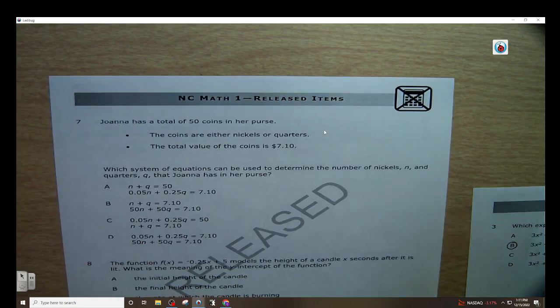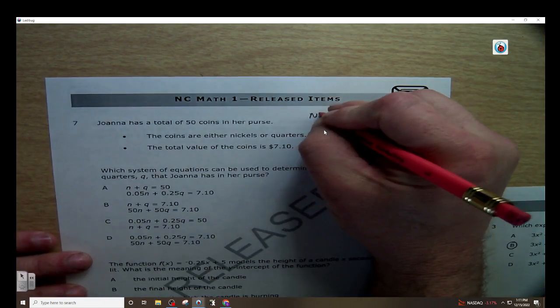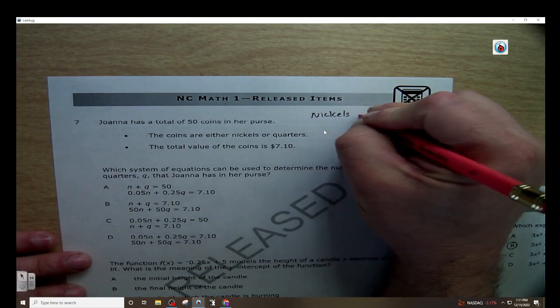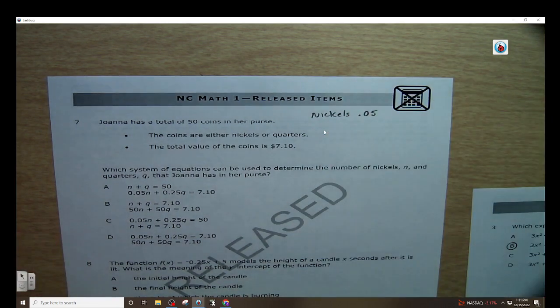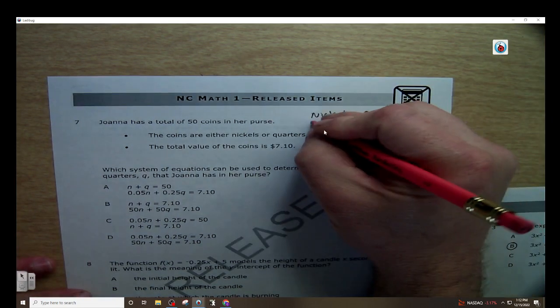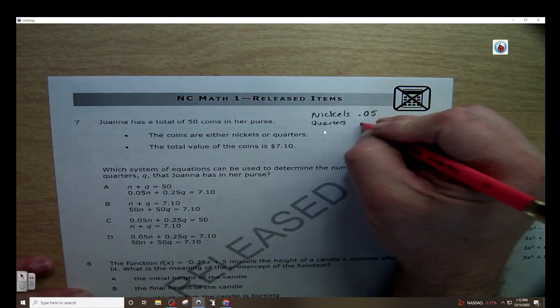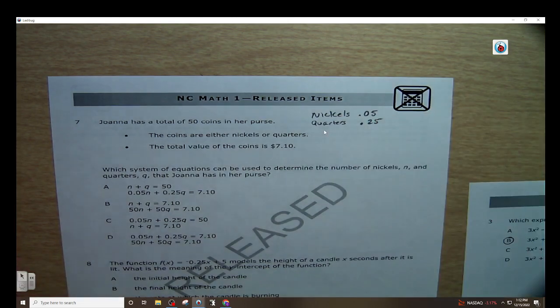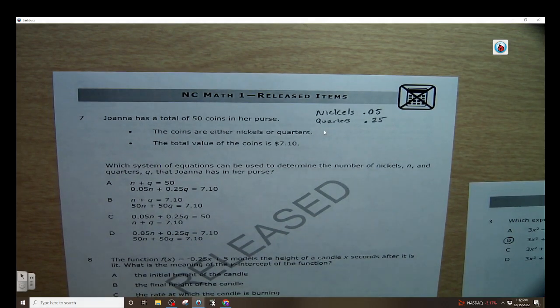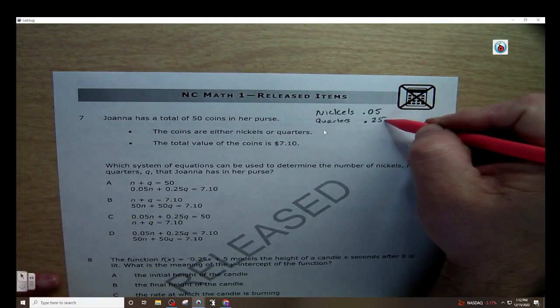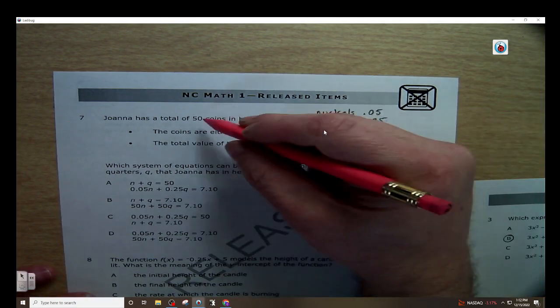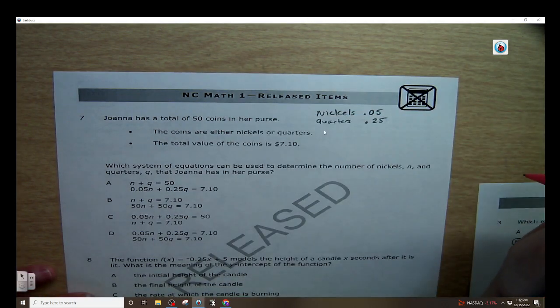All right, so let's think about this. Nickels are worth 5 cents, right? Quarters, as a decimal, are worth 25 cents, right? All right, so we should know that by just real world things, okay? Nickels are worth 5 cents, quarters are worth 25 cents. Now, it says that she has a total of 50 coins. Well, here's the problem.